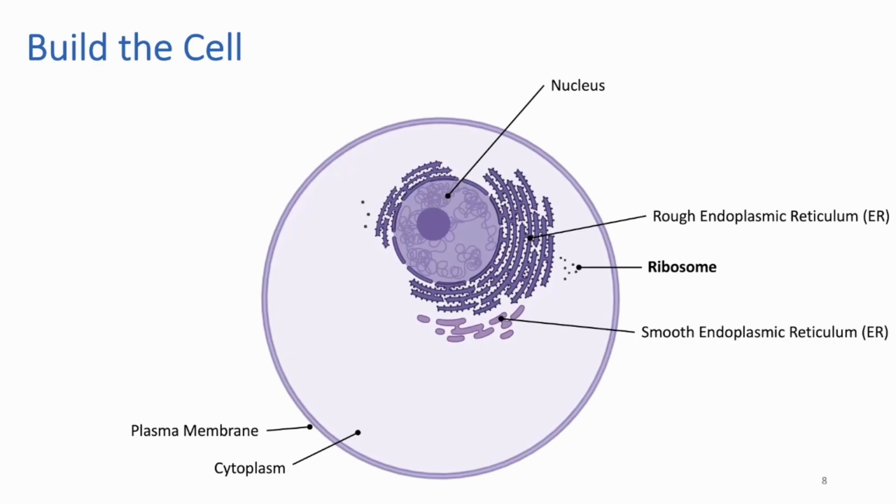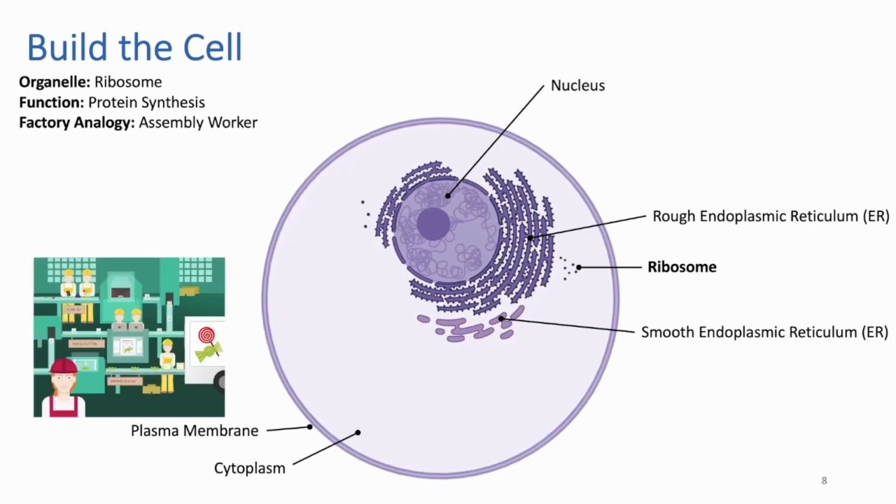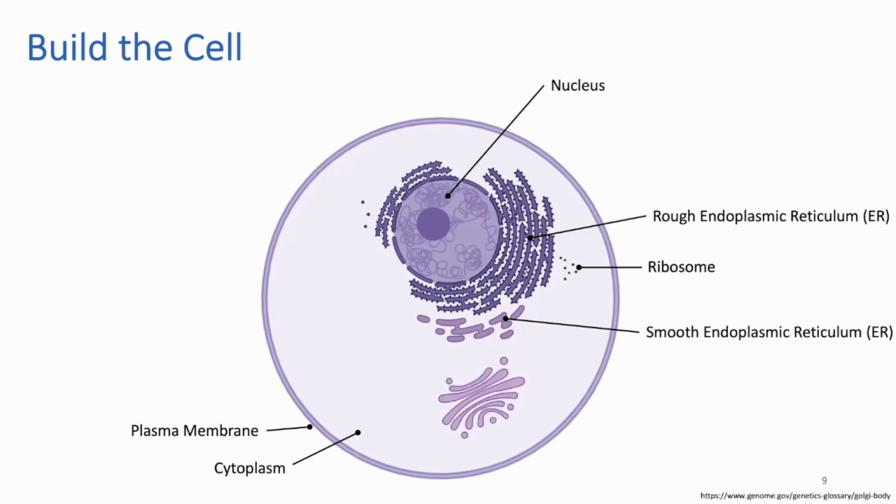The next organelle are ribosomes, which are the small dots. Ribosomes are organelles that make protein from RNA. They can be thought of as the assembly workers. The rough ER is rough because it has ribosomes attached to it, which are helping assemble the protein.